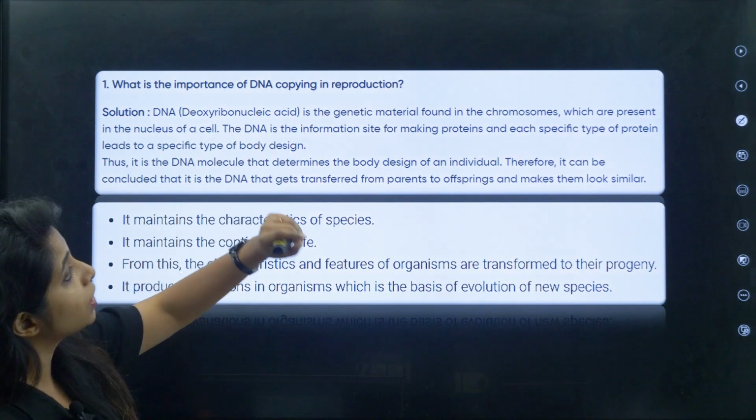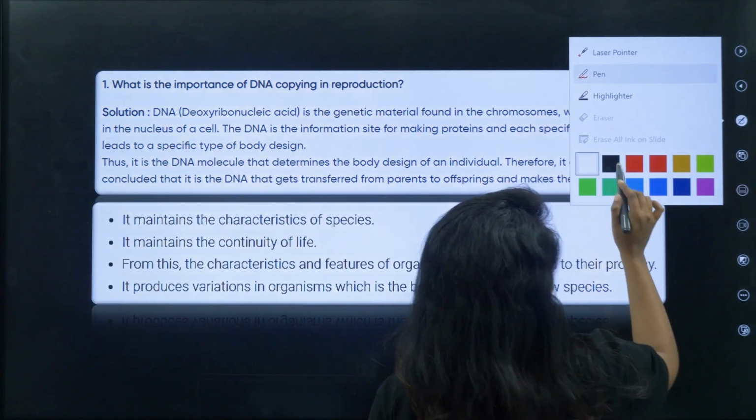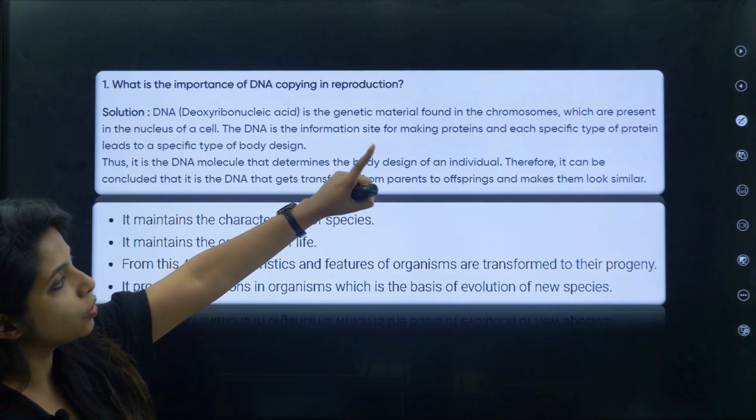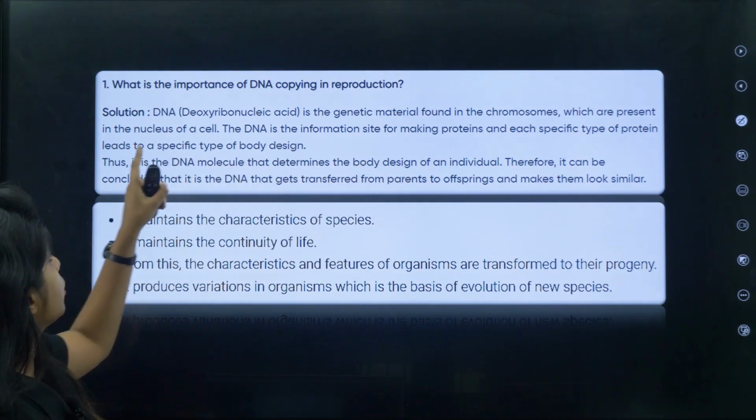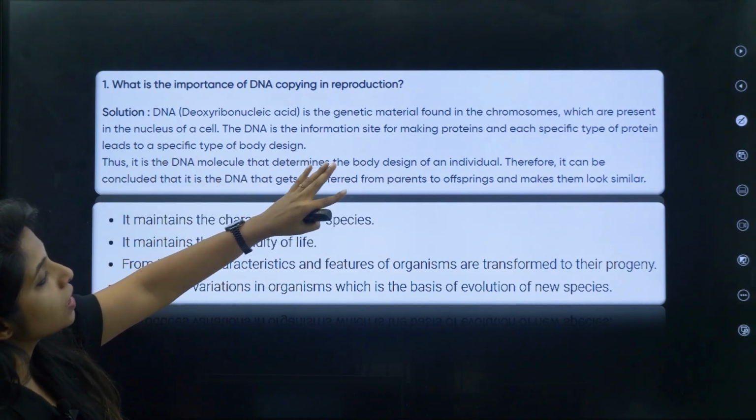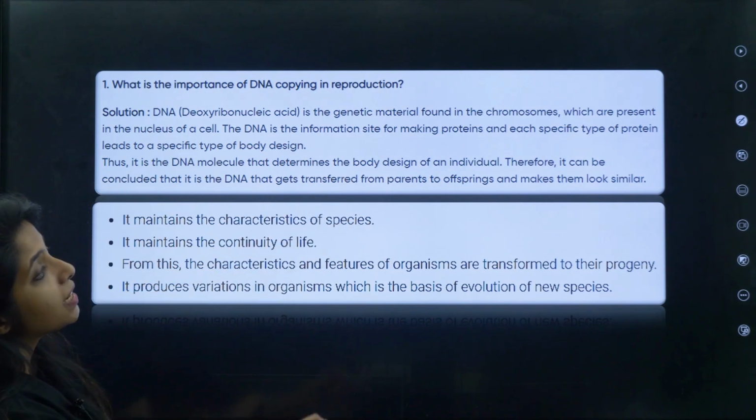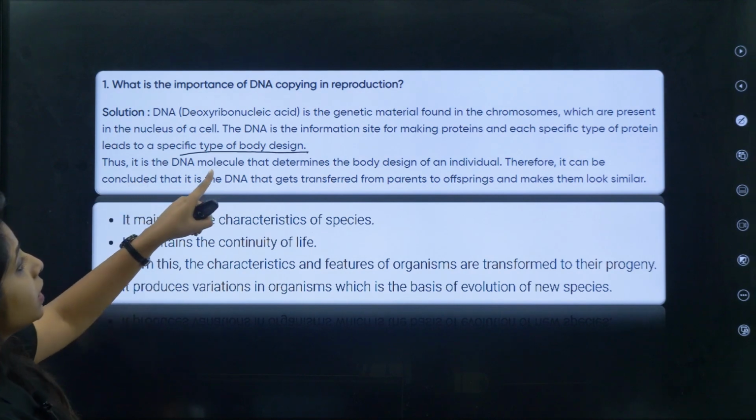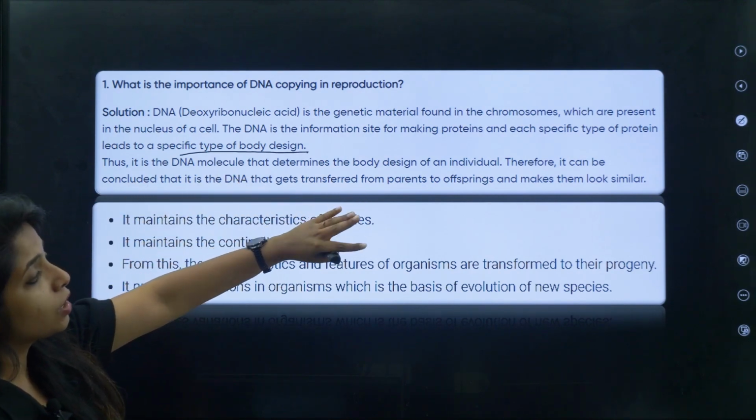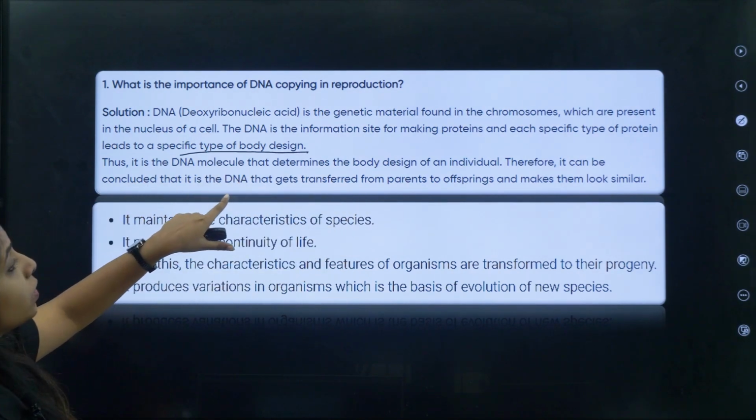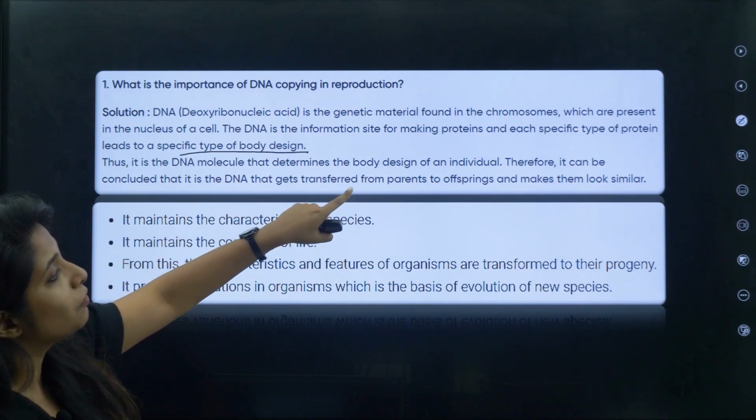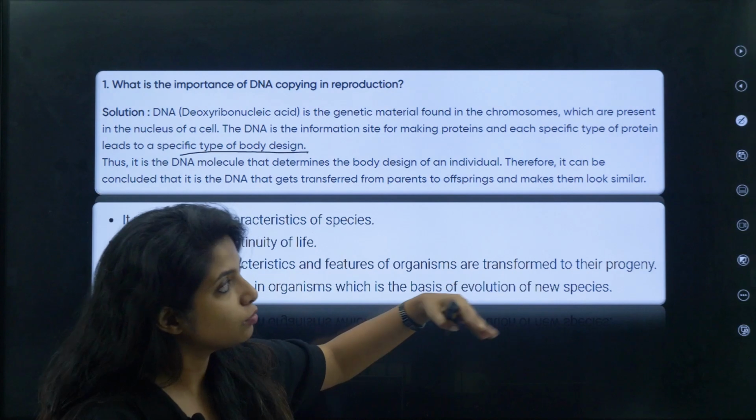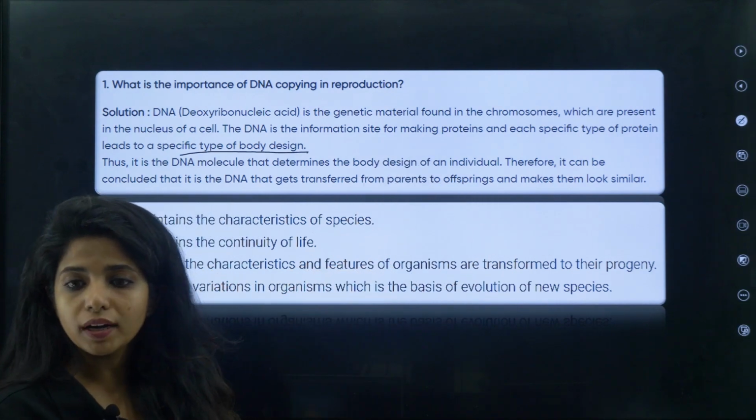Okay, going ahead, what do we have? What is the importance of DNA copying in reproduction? Tell me. So, DNA is a genetic material found in chromosomes, which are present in the nucleus of the cell. The DNA is the information source for making proteins, and each specific type of protein leads to a specific type of body design. Now, this DNA molecule determines the body design of an individual. Therefore, it can be concluded that DNA is transferred from parents to offsprings, and that makes them look similar.